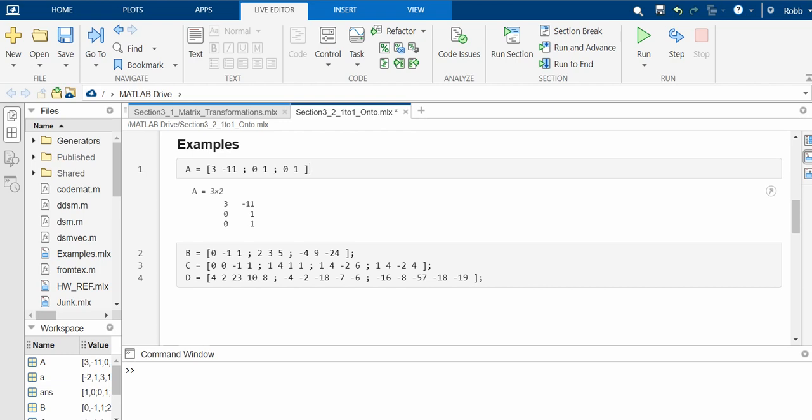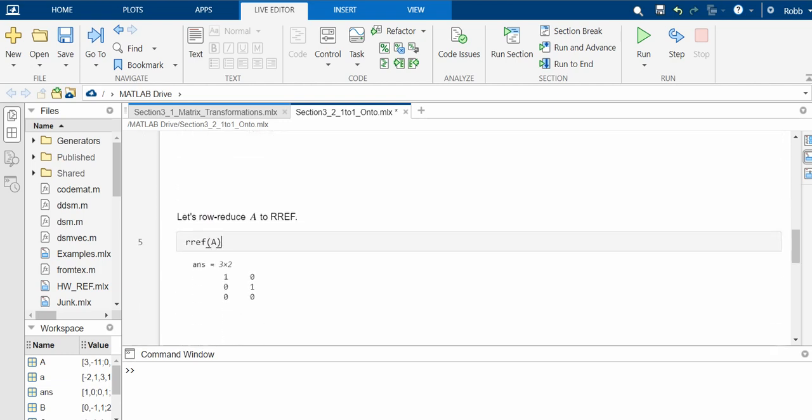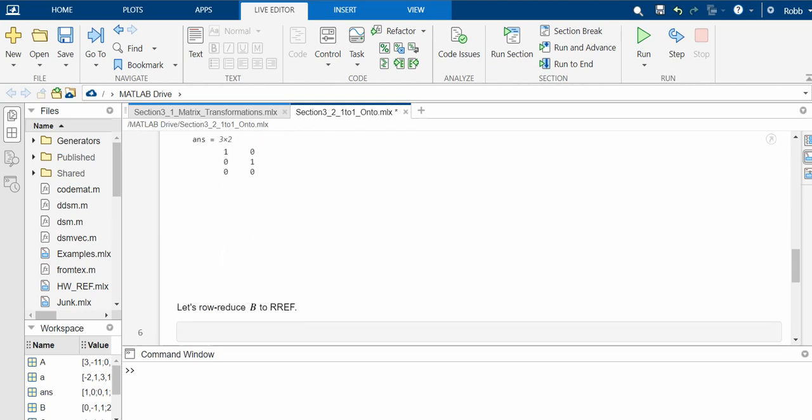So it's got a limitation. It cannot be bijective. It can't be both one-to-one and onto. But we see that it does in fact have a pivot in every column. If it has a pivot in every column, that means it's one-to-one, right? Well, we'll take a look in just a second.